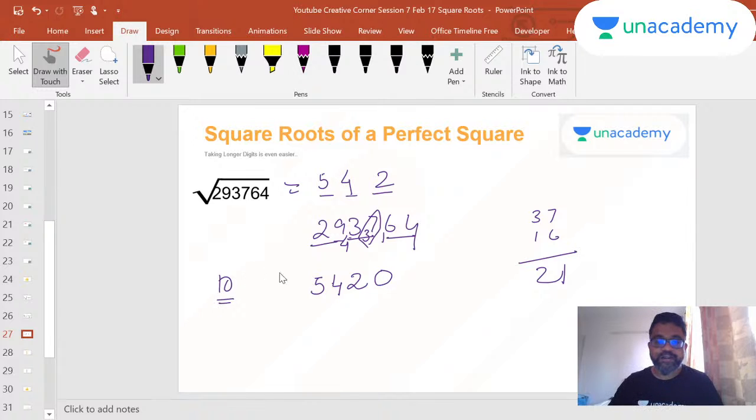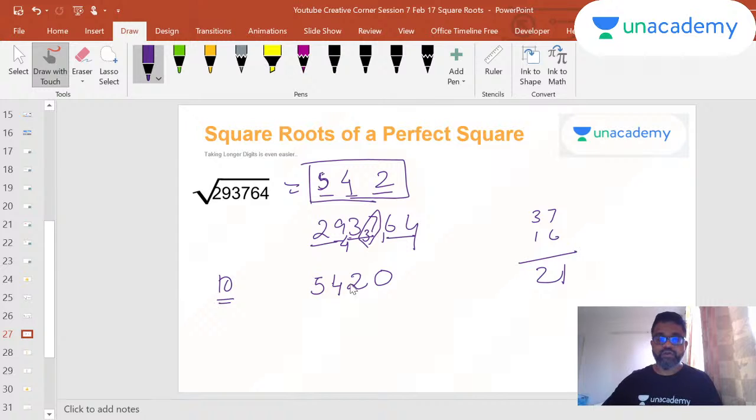Now 0 divided by 10 gives 0. So when I know that I've got 3 digits here and it's a perfect square, you can still keep on calculating, but I don't need to do it. I will keep getting a 0 always. So I know that my answer is 542. All right.